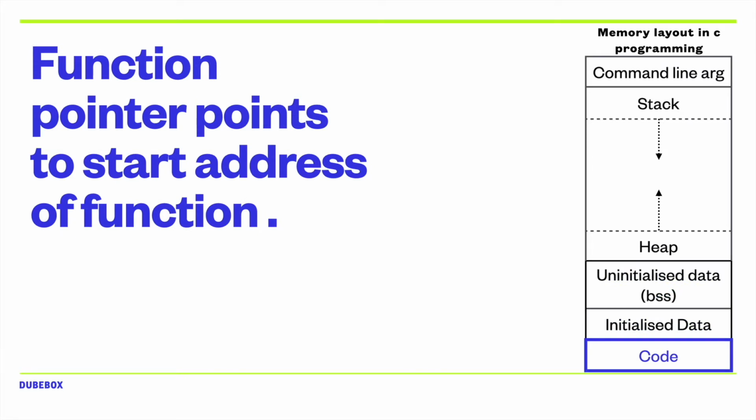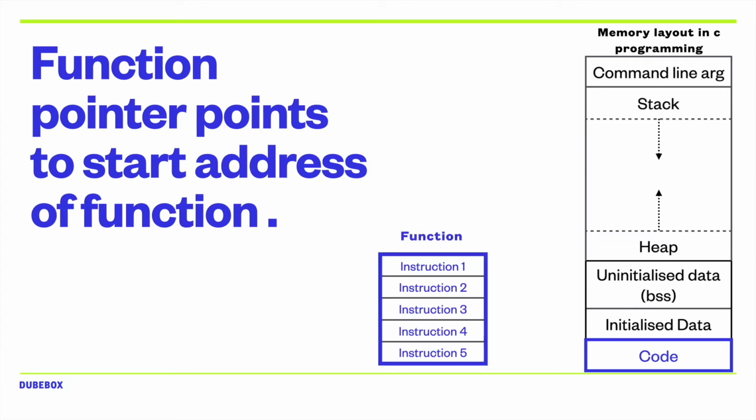A function pointer is similar to a normal variable pointer, which will point to the base address of the function. A function is a set of executable instructions which is stored in the code segment. This function has 5 instructions. Instruction 1 is stored at the lowest memory location. So if a pointer has to point to the base address of the function, it has to point to the memory location where instruction 1 is stored.